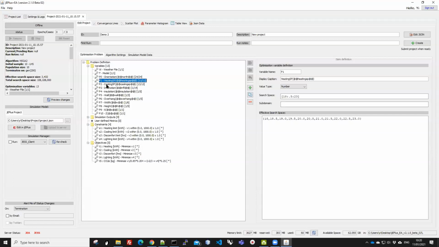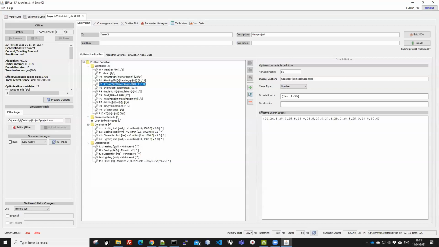Just remember, those are the three variables we have. The model will produce the annual heating consumption, cooling consumption, number of discomfort hours, and the electricity used for lighting. And they have been formulated as various objectives and constraints. The first thing we are going to try is, let's see what combination of values for orientation, heating, and cooling set points will give us the lowest heating consumption.